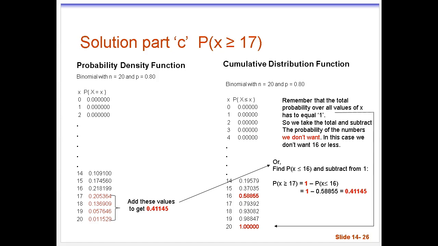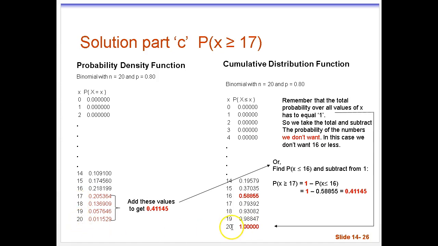Now, the approach I'm going to take here is to take the total probability, which is 1. I've got that right here. I am looking for the probability x is greater than or equal to 17. Well, greater than or equal to 17 includes the numbers, as I have over here, 17, 18, 19, and 20.